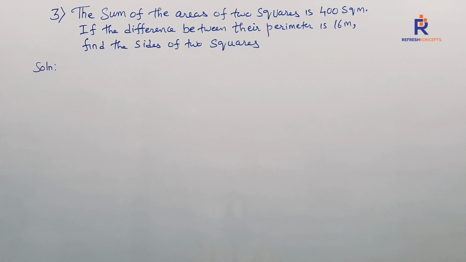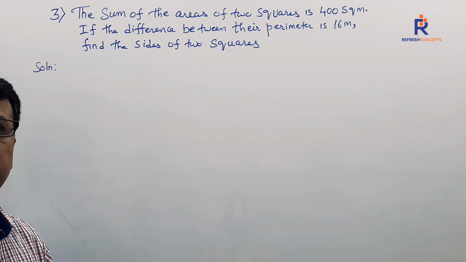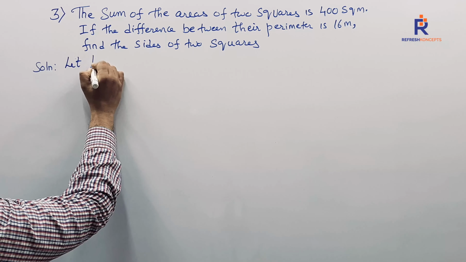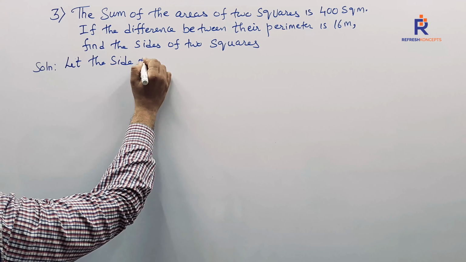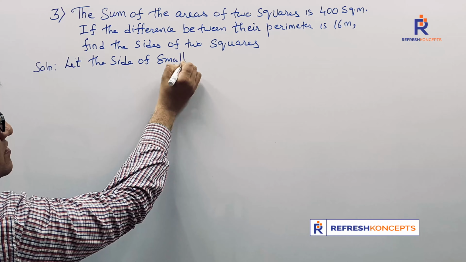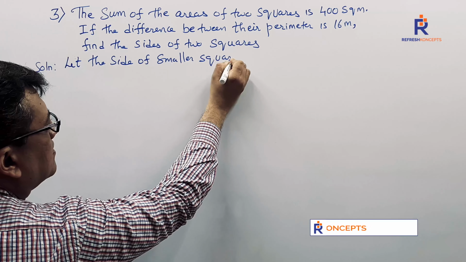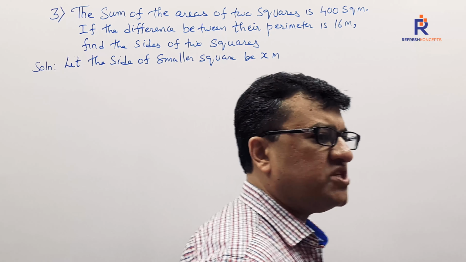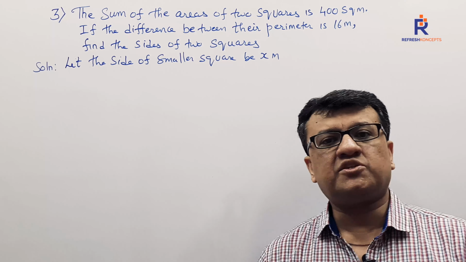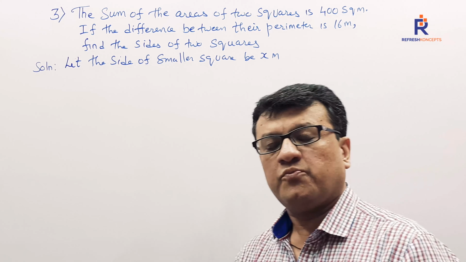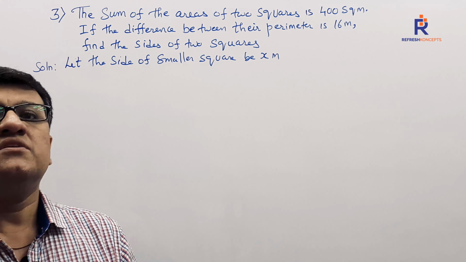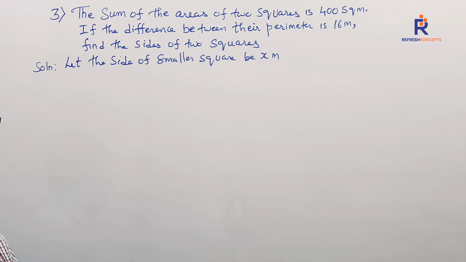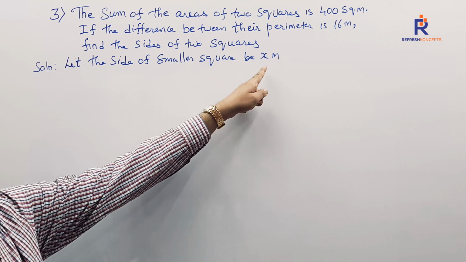Children, if there are two squares, that means one has to be a larger one and one has to be a smaller one. So we say, let the side of the smaller square be x meter. Once again, children, how many squares do we have in this particular question? There are two squares, so naturally one has to be bigger and the other smaller. We are considering, from our side, let the side of the smaller square be x. If you want, you could have taken the bigger one also. The choice is totally yours.